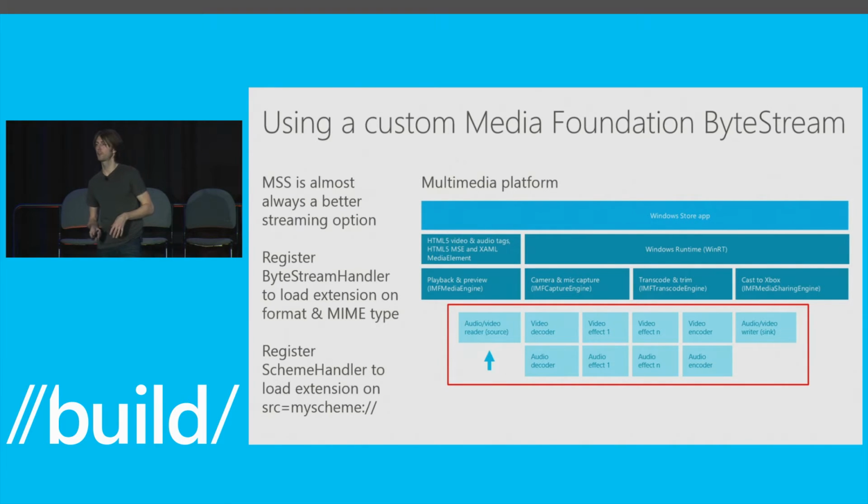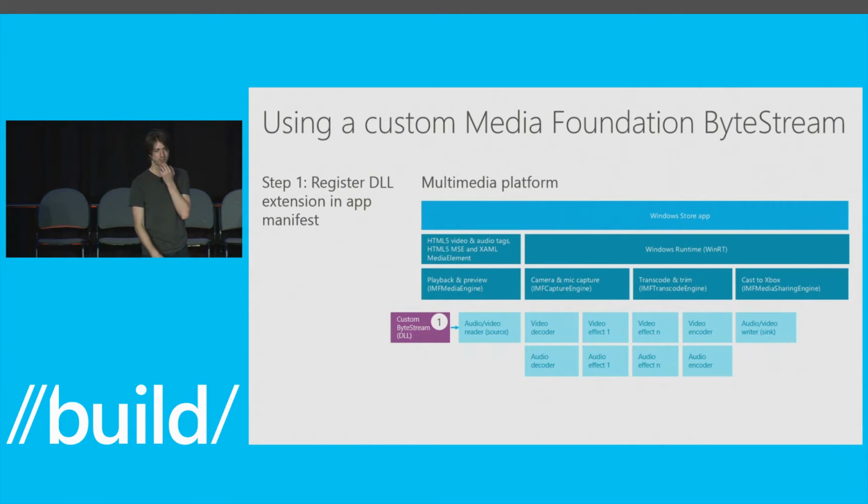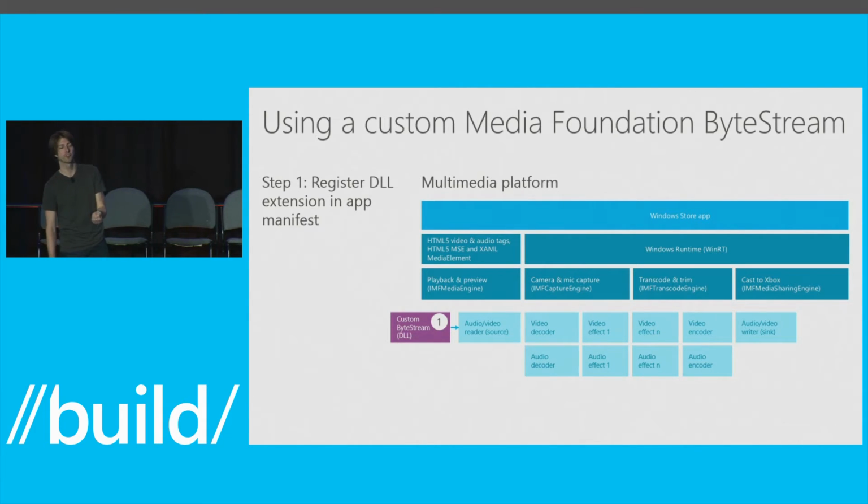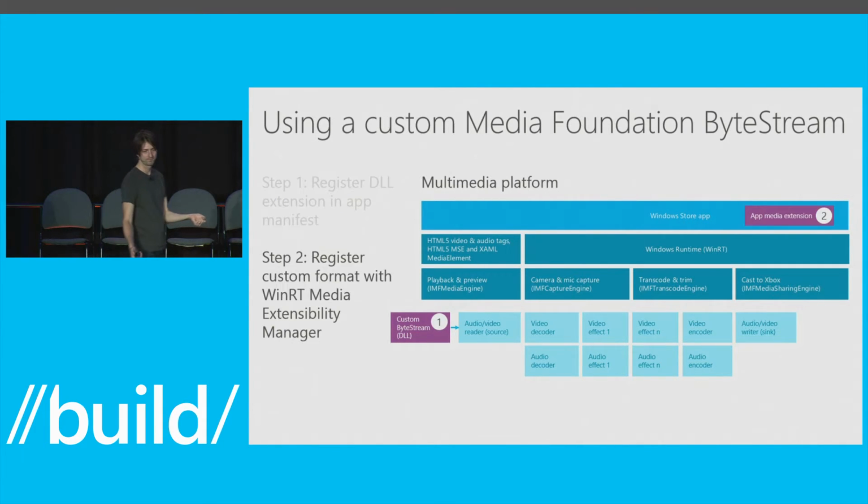The other way is to register what we call a custom scheme handler. A scheme is the protocol part of a URI. So you could have my custom scheme://. So in the source attribute, if you were to specify your custom scheme and then whatever data you want in the URI, that you would get that passed into your application. So what does it look like? First, you have this custom IMF byte stream. It's a DLL. You need to register that in your app manifest.